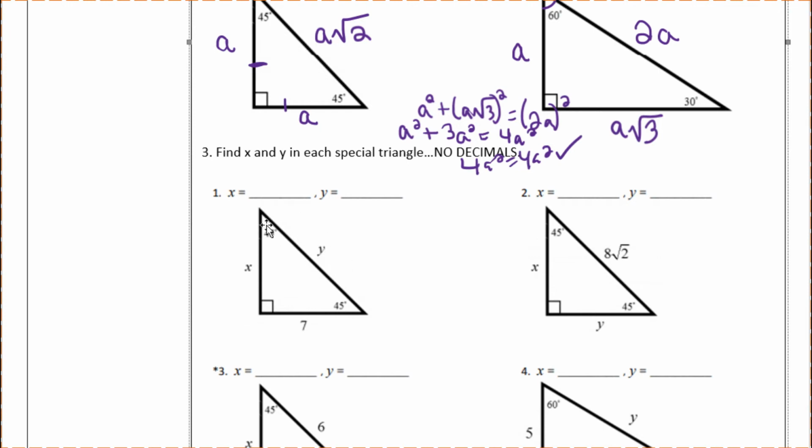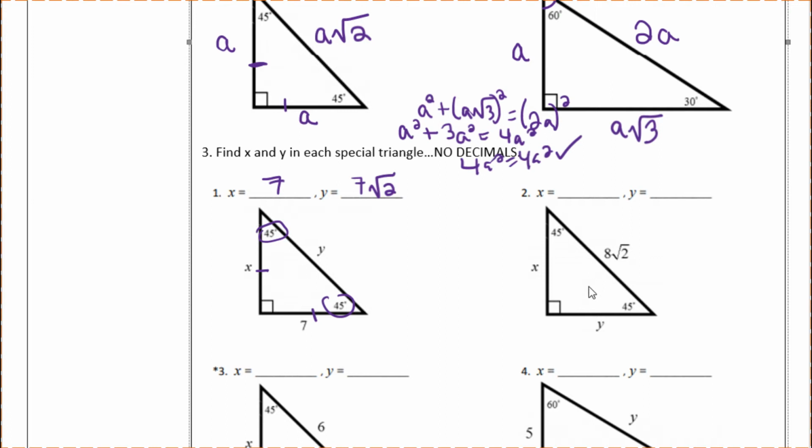In number one, you have a 45, 45, 90. We can clearly see that by the angles here. That means this side is identical to this side, so x has to equal 7. Done. And then for y, the hypotenuse is the side times square root of 2. So y is 7 times square root of 2. Done. No other math necessary.